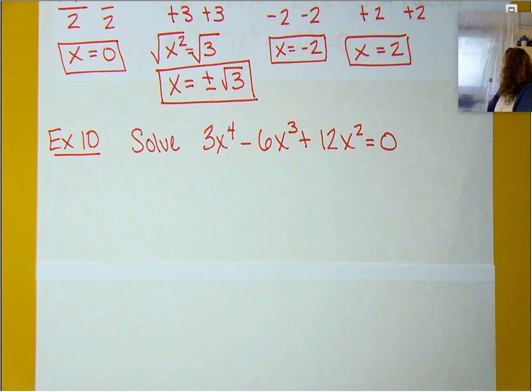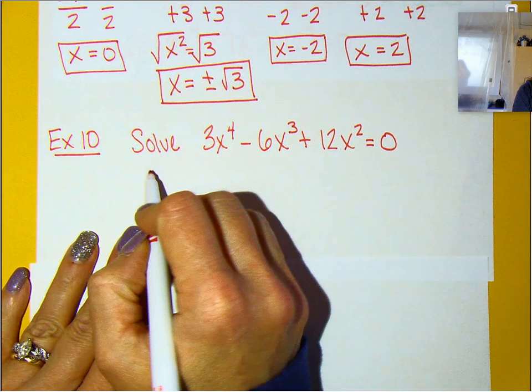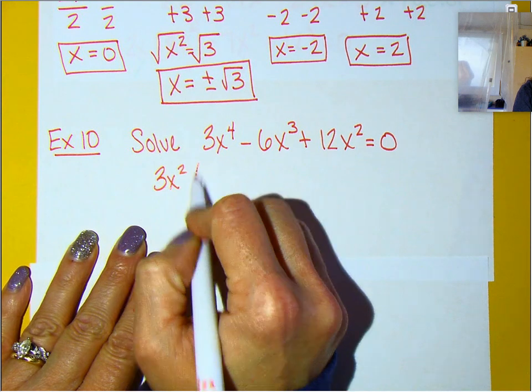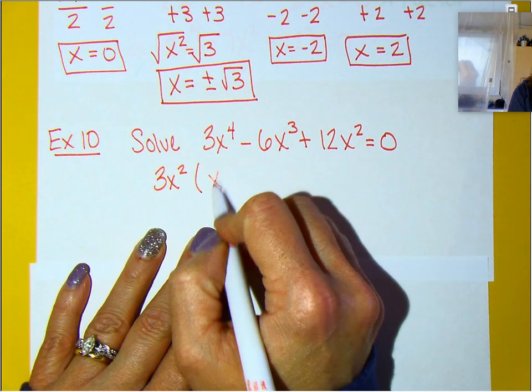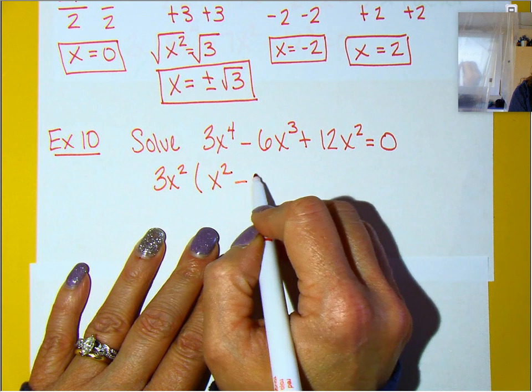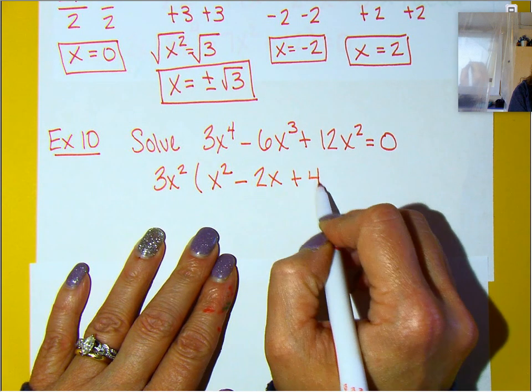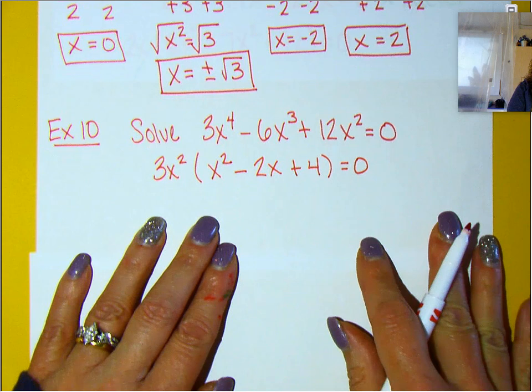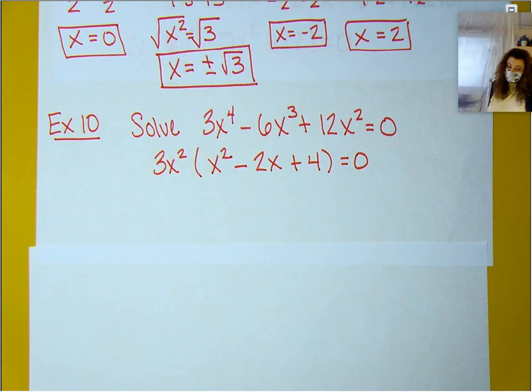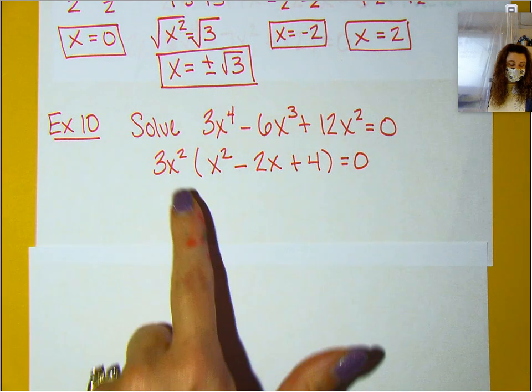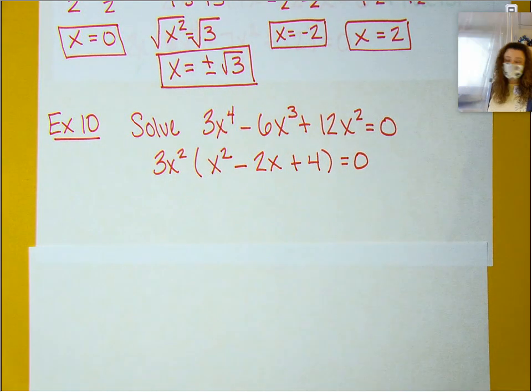What are you pulling out of this first? 3x. Good, a little bit higher. So then you're left with x squared minus 2x plus 4. Is that what you got? Okay. Now, are you trying to factor that trinomial? What's going on with it? Not working, right? I need 1 times 4 is 4. I need a sum of -2. There's no factors of 4 that add up to -2.